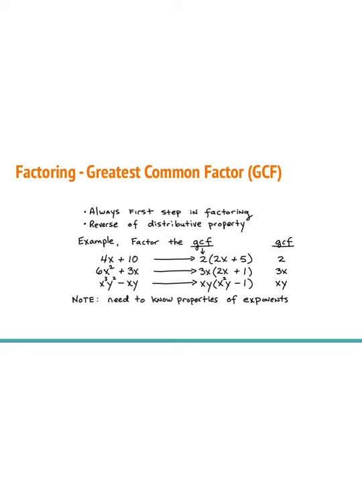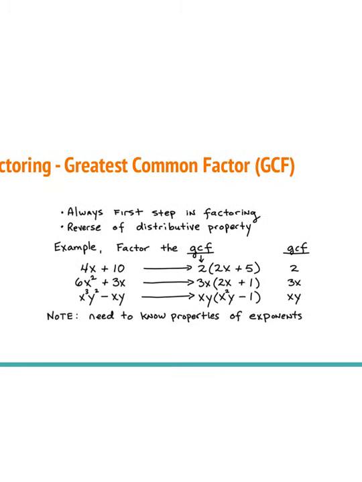So with greatest common factor, just a reminder as to what we're doing. We're trying to divide something out of all of the terms in some polynomial. So for example, if you look here, we have 4x plus 10. Now, we want to see what we can divide out of both 4x and 10. The answer to that is the greatest common factor, which is 2.